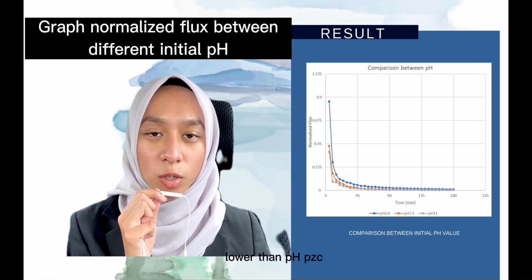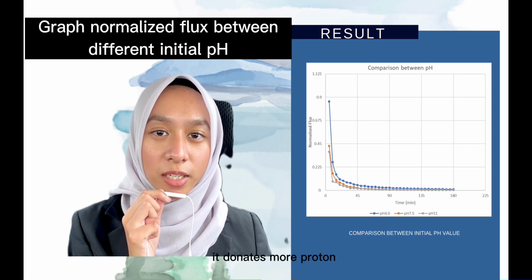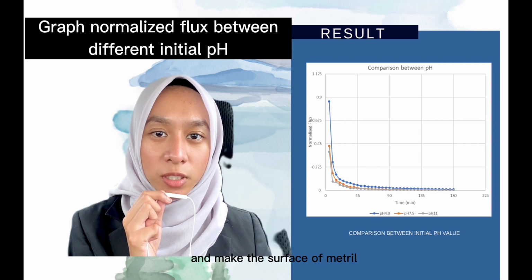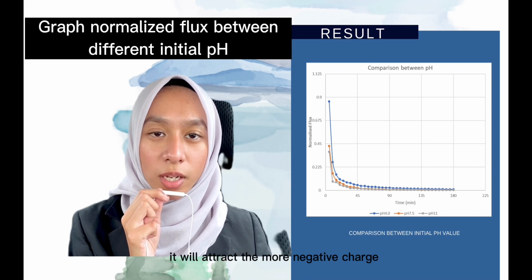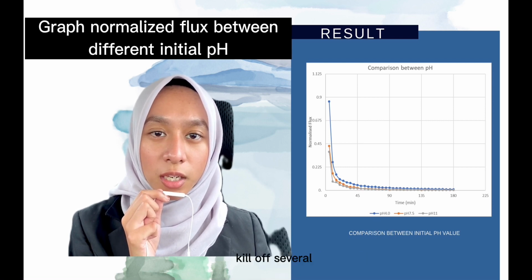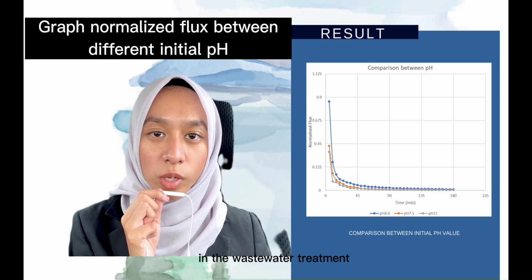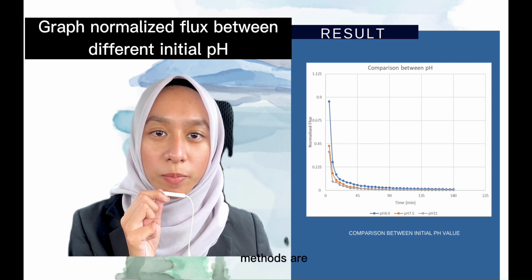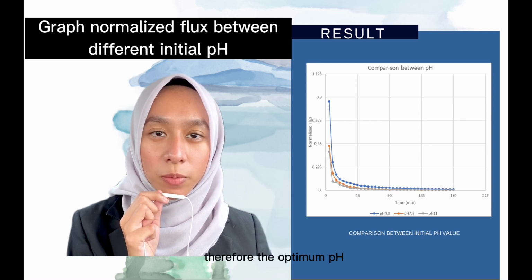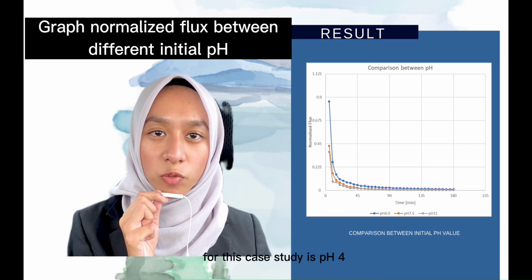Basically, at pH lower than pHpzc, it donates more protons and makes the surface of the material positively charged. Hence, it will attract more negative charge and kill off several organic matter in the wastewater treatment by forming bonds with excess hydrogen ion, slowing down their growth and biological activity. Most organic matter are best suited to a neutral or slightly basic environment. Therefore, the optimum pH for this case study is pH 4.